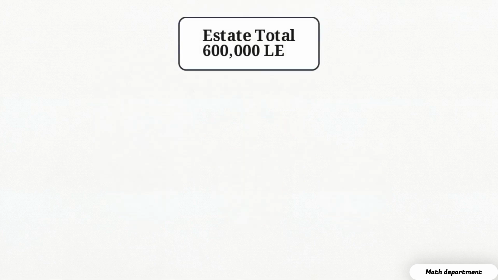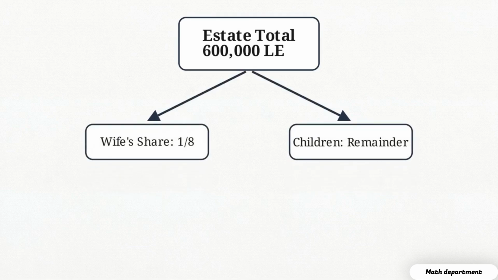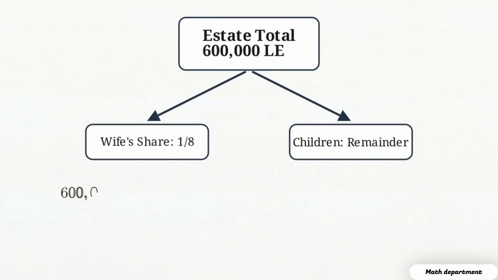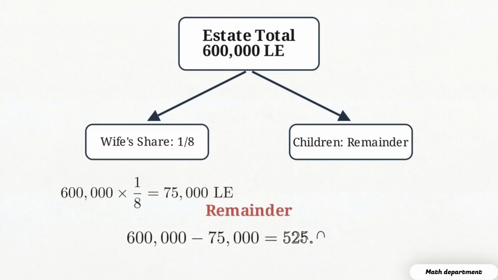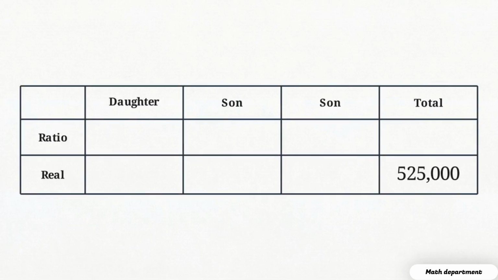Complex estate problems often combine multiple steps. If a man leaves 600,000 pounds, where his wife takes a fixed 1/8 share, and the rest goes to one daughter and 2 sons, we cannot start with the ratio. It is a common error to apply the ratio for the children to the total amount of the estate before handling fixed legal shares. We must first calculate the wife's share. 1/8 of 600,000 is 75,000 pounds. Subtracting this from the total gives us a remaining balance of 525,000 pounds.